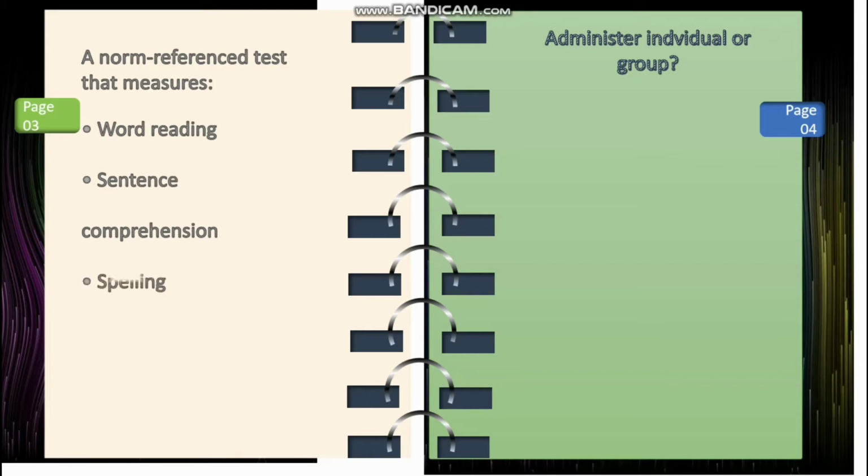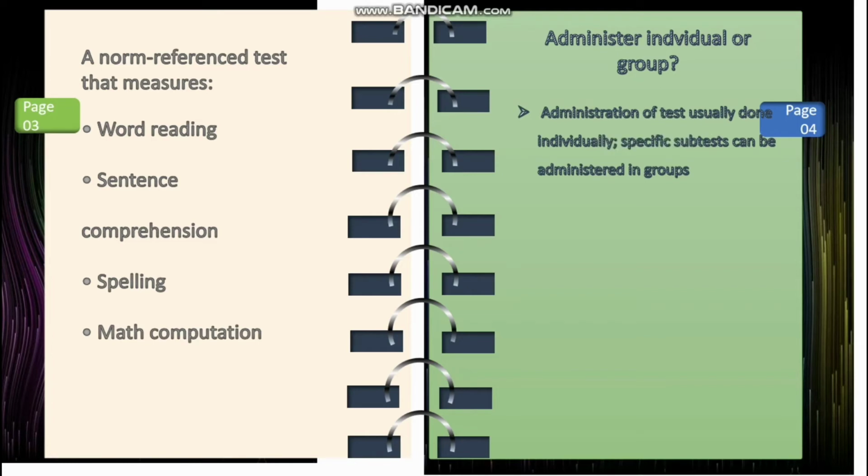The third one is spelling. It measures an individual's ability to write letters or words from dictation without a time limit. And last, math computation. It measures an individual's ability to count, identify numbers, solve simple oral math problems, and calculate written math problems with a time limit. Problems are presented in a range of domains including arithmetic, algebra, geometry, and advanced operations. Administered individually or in a group: WRAT 5 administration is usually done individually, and specific subtests can be administered in a group.